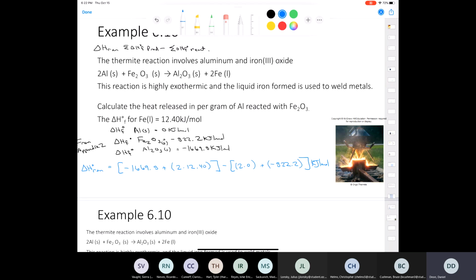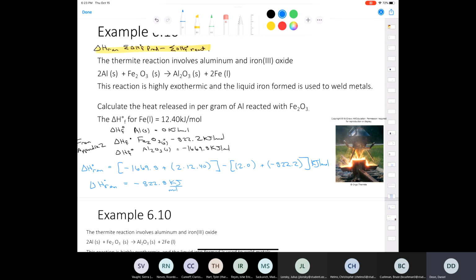And when you tally that up in your calculator, again, using this formula right here, you end up with the delta H of your reaction being negative 822.8 kilojoules for 1 mole.